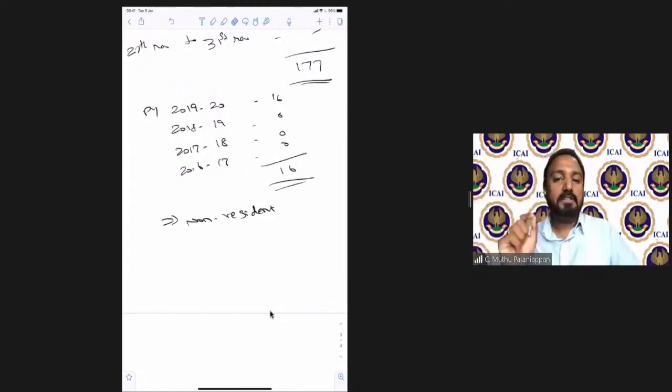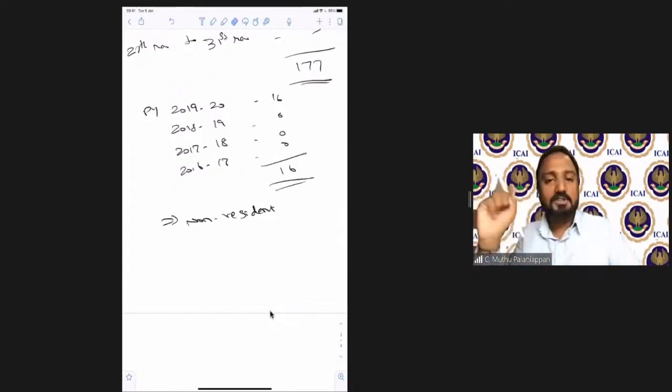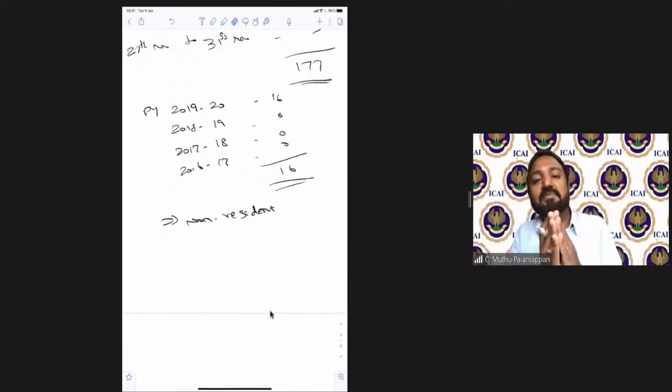So in all these cases, there are some exceptions, right? The reason I'm rushing through this is that these are related to residential status. You would have already covered it, so I'm only recapping.